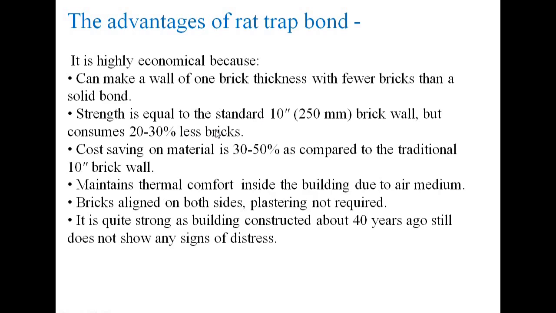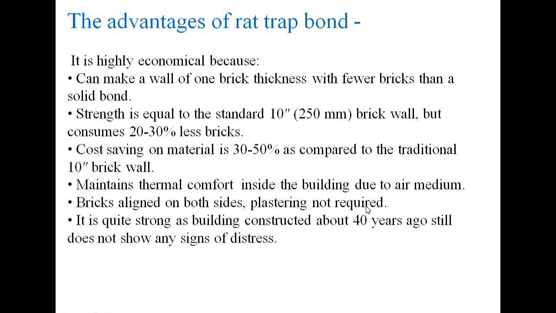Again, this is a very good advantage. Cost saving on material is 30 to 50% as compared to the traditional 10-inch brick wall. It maintains thermal comfort inside the building due to the air medium between the two bricks in the rat trap bond. Bricks aligned on both sides, plastering not required.